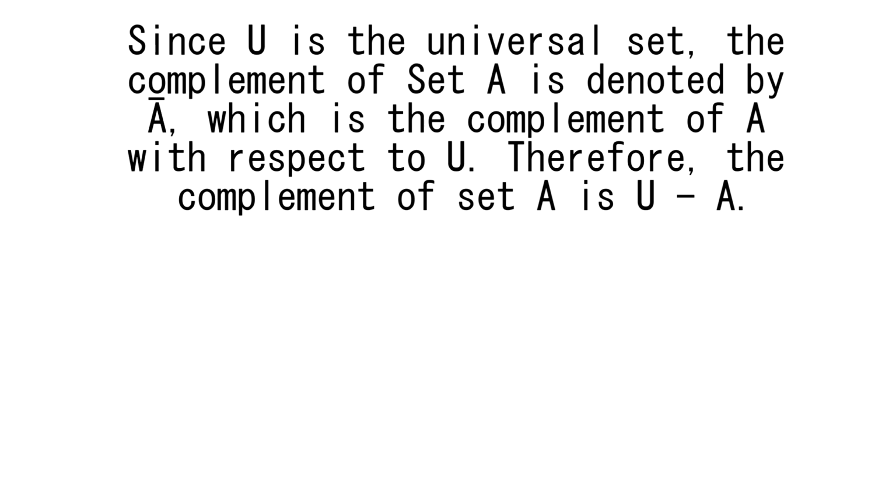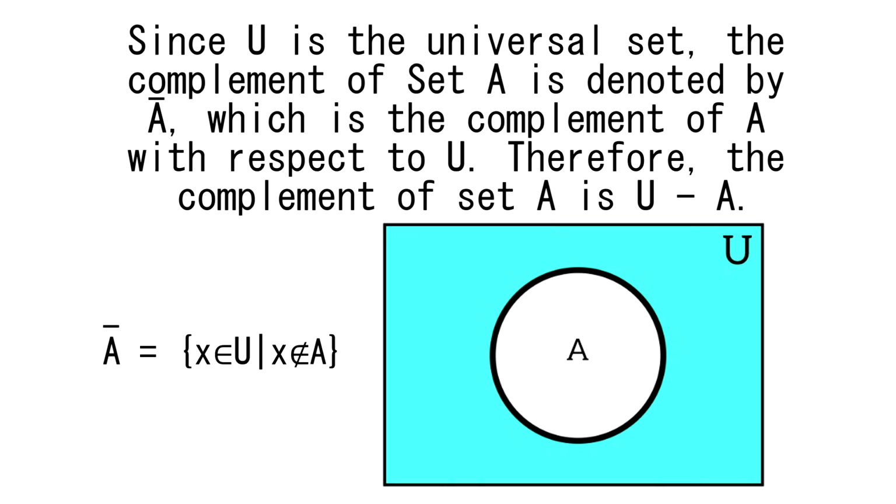Since U is the universal set, the complement of set A is the complement of A with respect to U. Therefore, the complement of set A is U minus A. The shaded region is the complement of A. To identify the universal set U, simply take the complement of A with respect to set U.